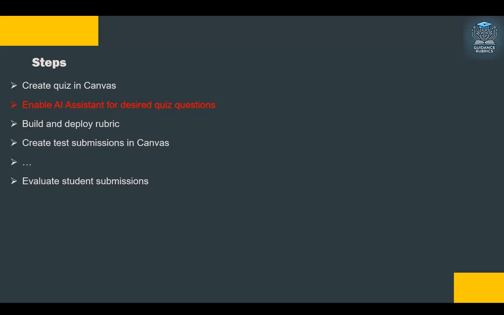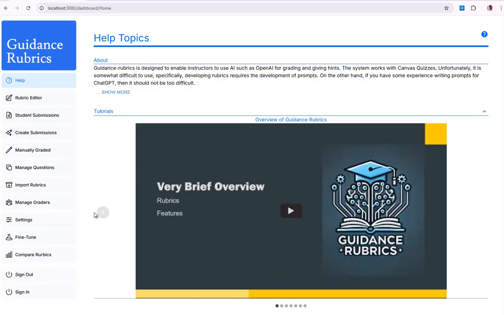Next, we're going to enable this question to be automatically graded with the AI. So we've logged in to Guidance Rubrics. You need to sign in if you haven't signed in already. And we'll go to Settings. Open that in a new tab.